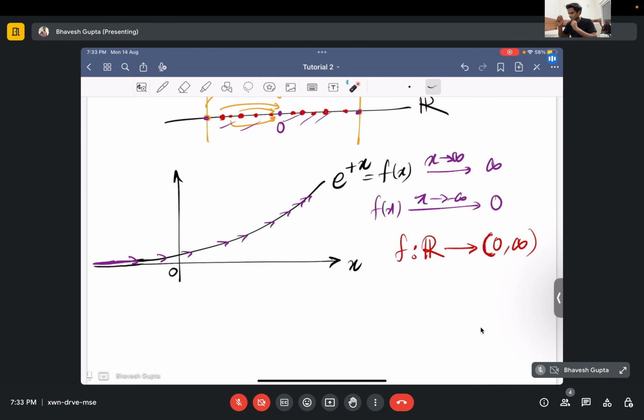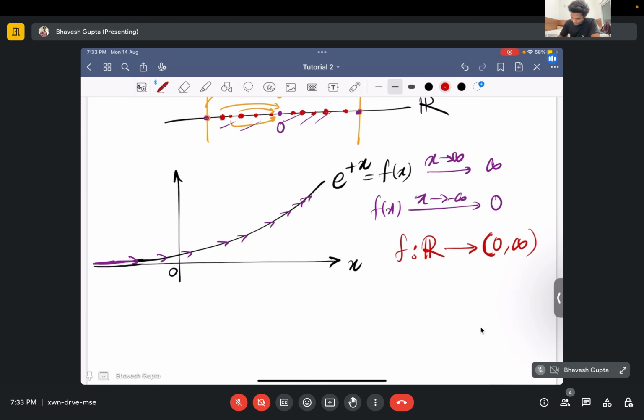Okay, so here I have basically written how my real line is getting mapped to an open set. This is an open set because 0 is not included in this set, and infinity we can never include, right? So infinities are always open, they're never closed.